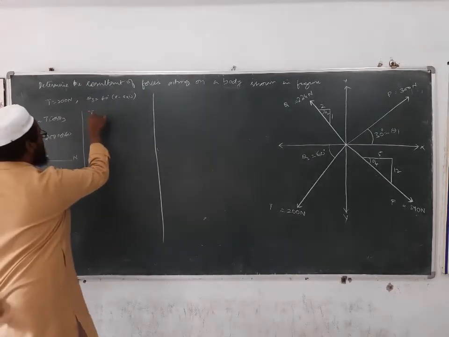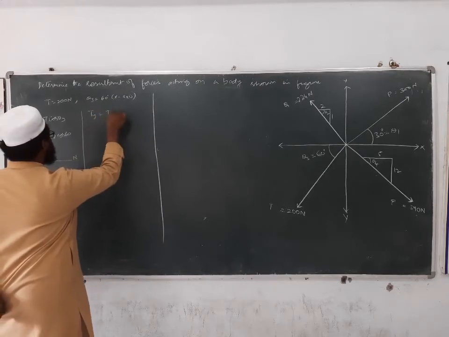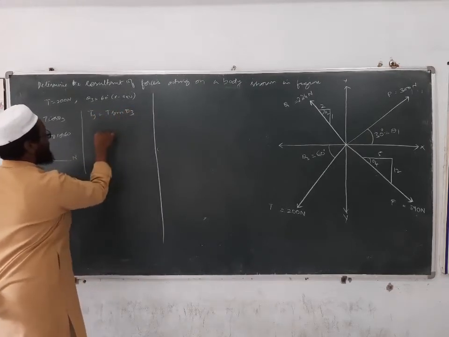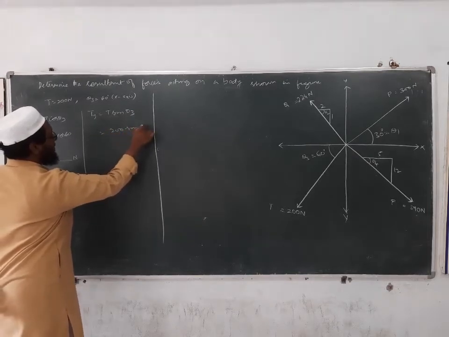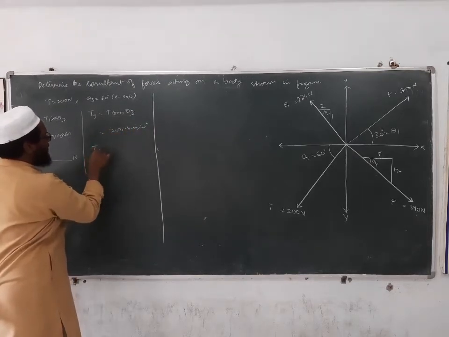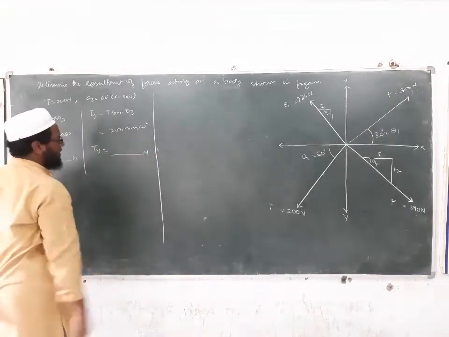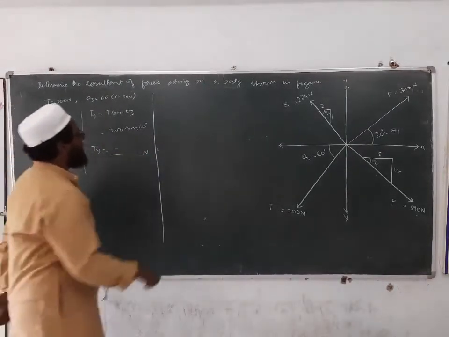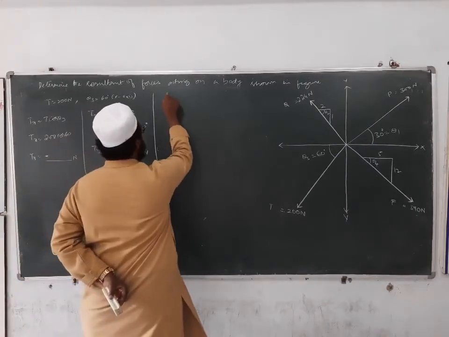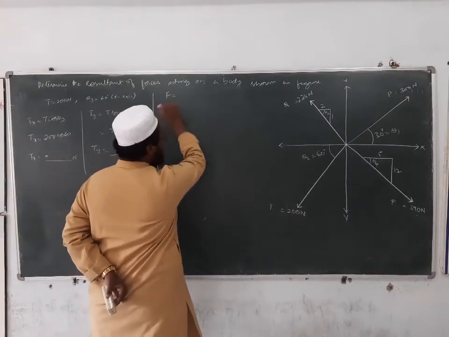and along with that you will get Ty, which is equal to T sin theta 3. T is 200 into sin 60 degrees. So Ty you will again get with a negative sign. Alright, next we have another force, which is F equal to 390 newtons.